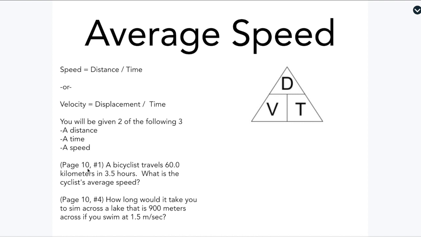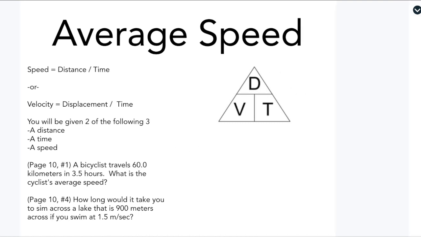If you go to page 10 of your packet, question number 1 is: a bicyclist travels 60 kilometers in 3.5 hours. What is the cyclist's average speed? And question 4: how long would it take you to swim across a lake that is 900 meters across if you swim at 1.5 meters per second? So I'm going to ask you to pause, try to solve these two problems, and then come back and I'll walk you through how to solve them.